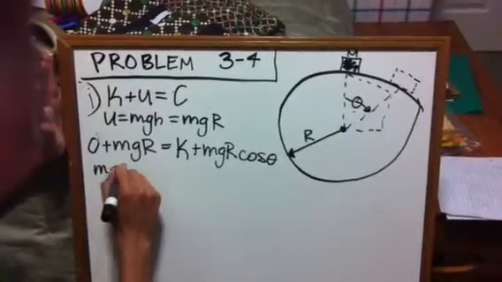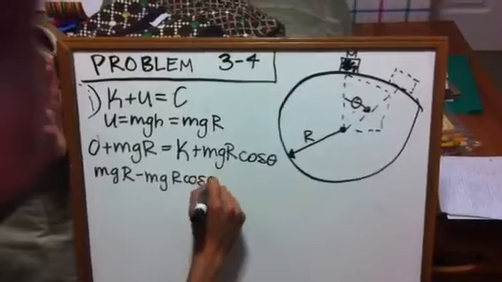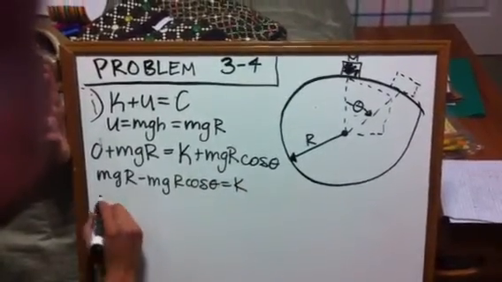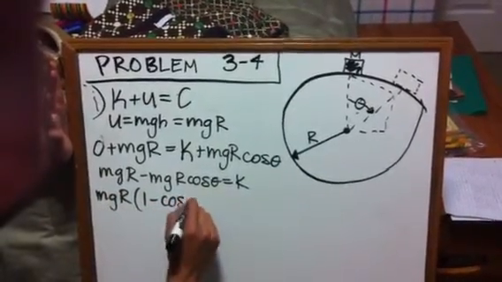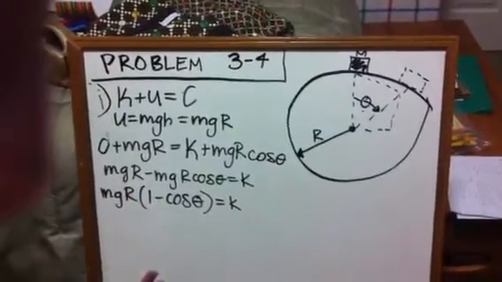Then we're solving for K, so you subtract to that side and you get mgr minus mgr cosine theta equals K, and then you factor out the mgr, so you get mgr times 1 minus cosine theta equals K. And that is your answer to part 1 of A.